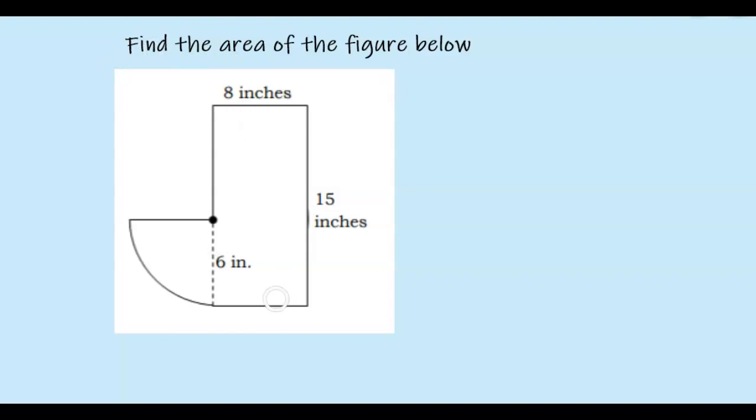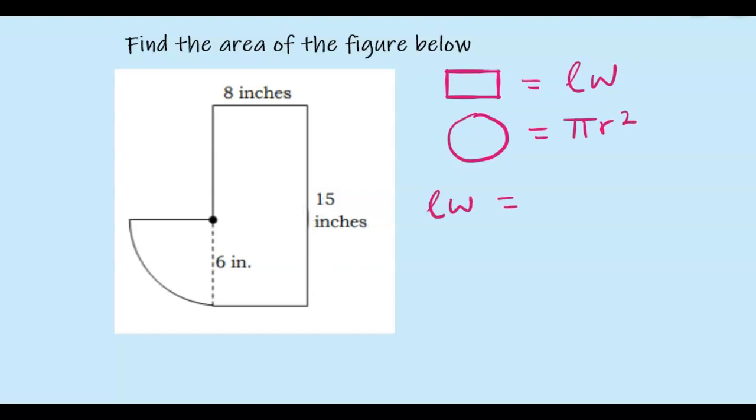Alright, let's look at the last example here, finding the area of the shape below, which comprises a rectangle and a quarter of a circle. This is a quarter of a circle. The area of a rectangle, as we know from our previous examples, is length times width. Here we need the area of a circle, which is pi r squared. So for the rectangle, length times width gives us 8 times 15, which is 120.